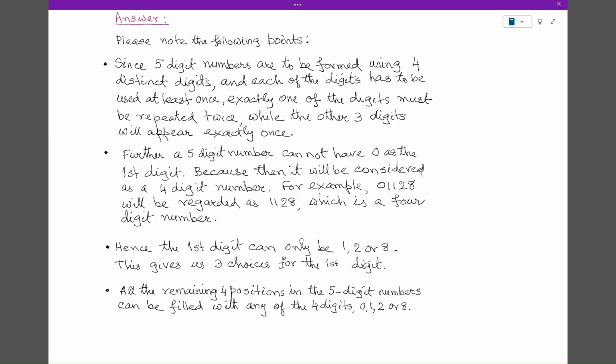Further, a 5-digit number cannot have 0 as the first digit because then it will be considered as a 4-digit number. For example, 0, 1, 1, 2, 8. This has 5 digits, 0, 2 ones and 1, 2, 1, 8, but it will be regarded as only 1, 1, 2, 8, which is a 4-digit number. Hence, the first digit can only be 1, 2 or 8. This gives 3 choices for the first digit.